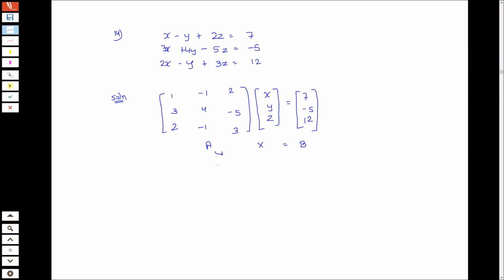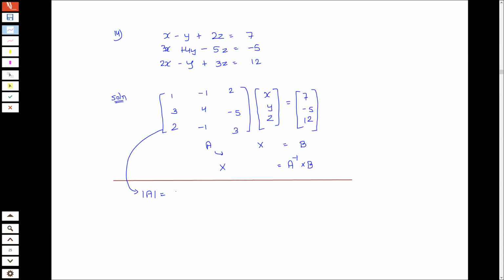A, if we transfer to that side, so X becomes A inverse into B. So first of all, our target is to find A inverse. Okay. So to find A inverse, the first step is to find the determinant of A.